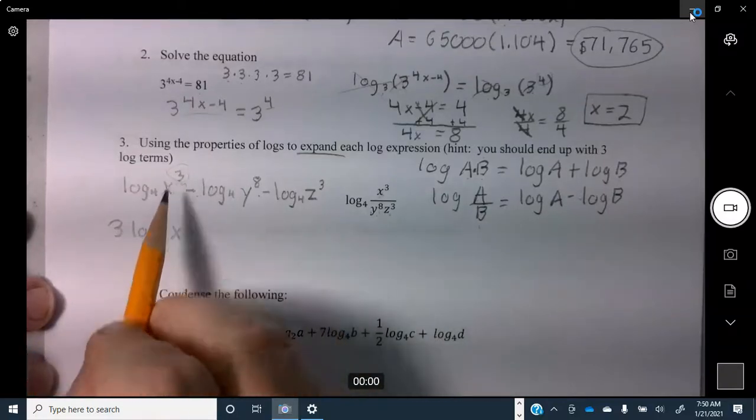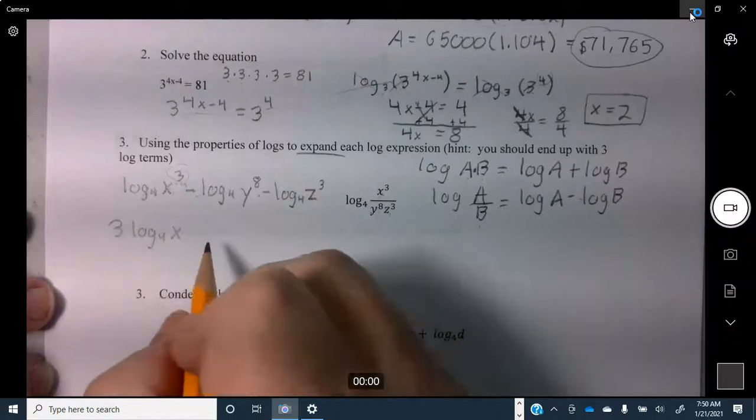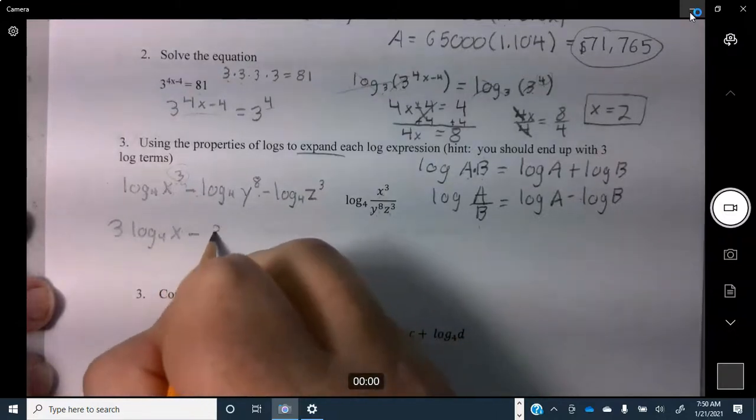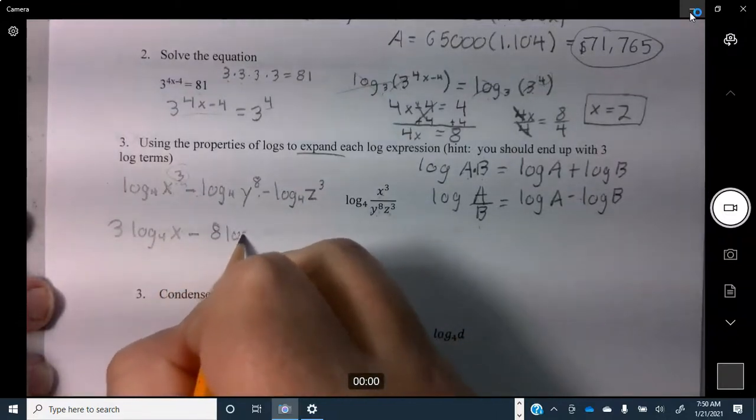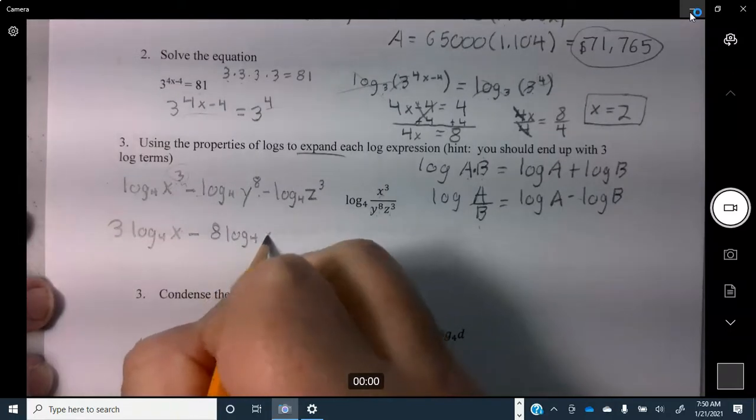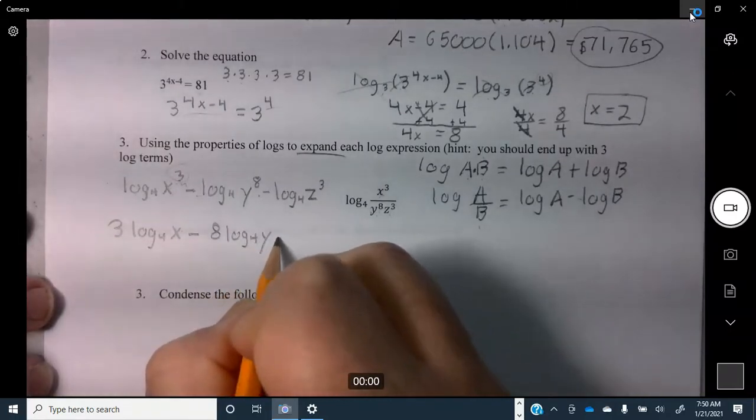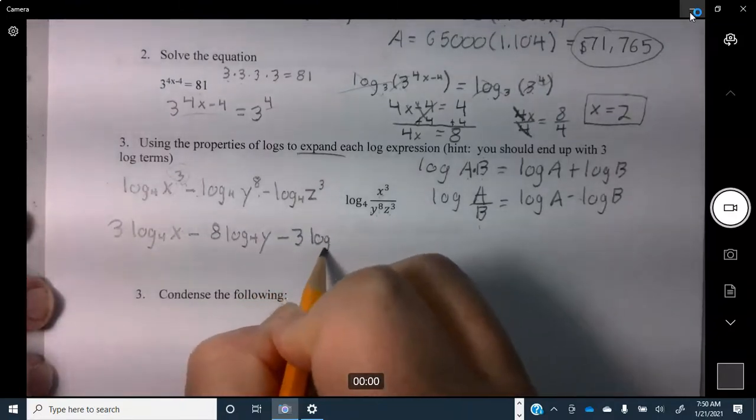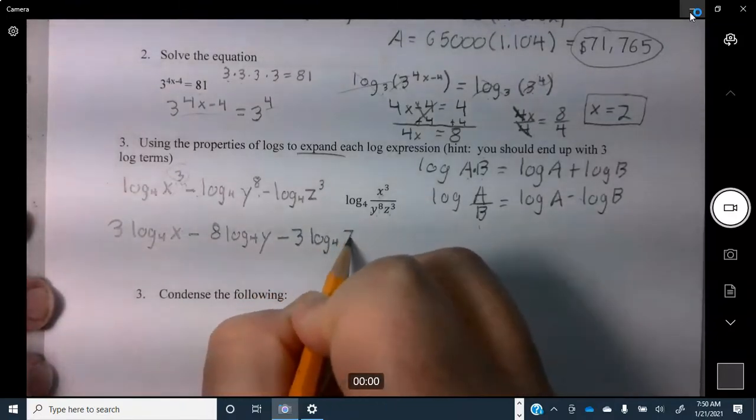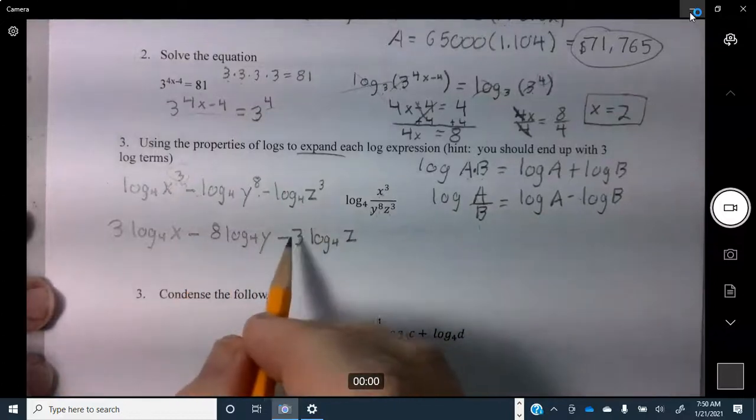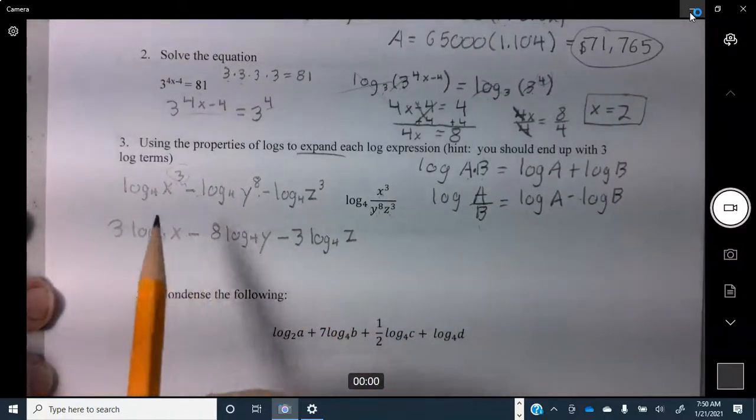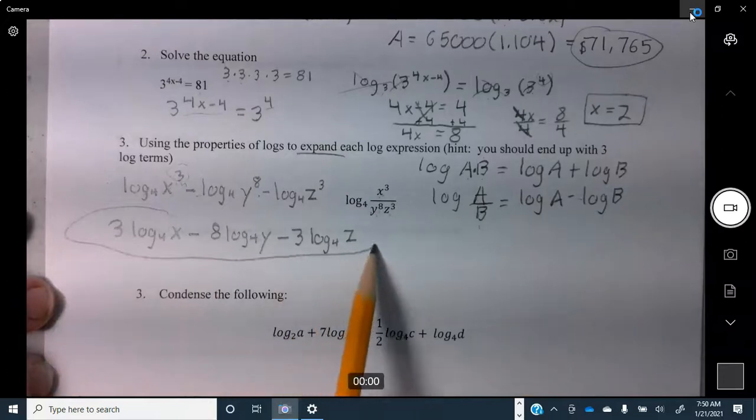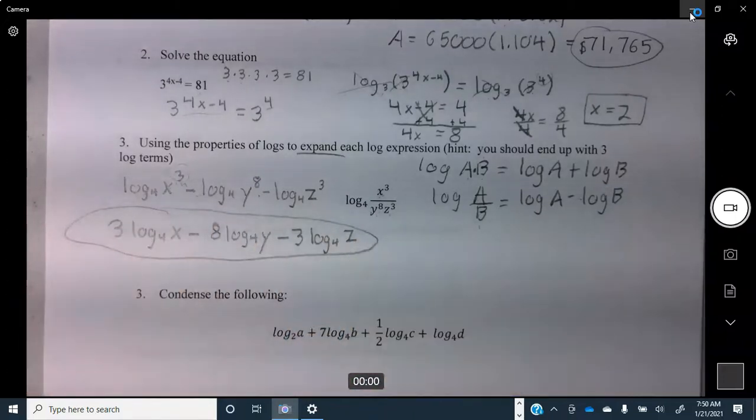So it's no longer up there, so you don't see it there anymore. And this step is required to get credit on the problem because that's part of expanding, okay? So that's the final answer right there. All right.